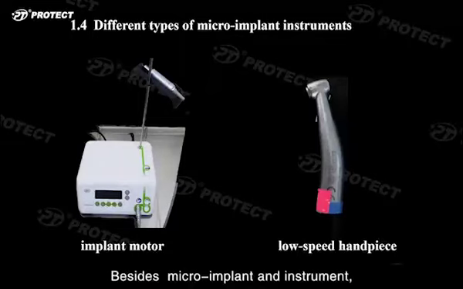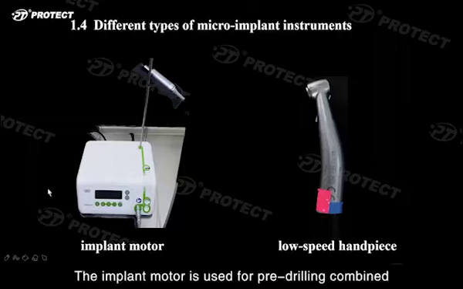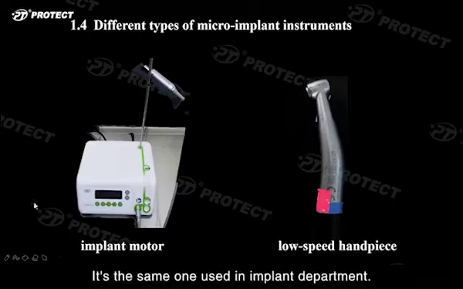Besides micro-implants and instruments, some assistive tools are needed also. The implant motor is used for pre-drilling, combined with a low-speed handpiece. It's the same one used in the implant department.